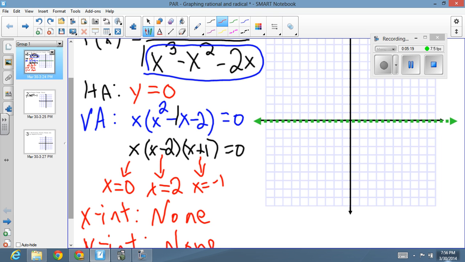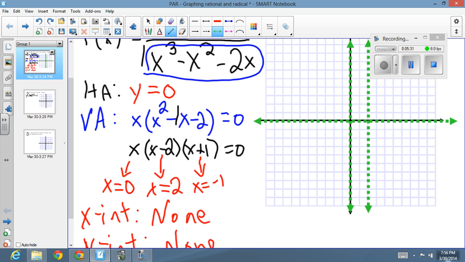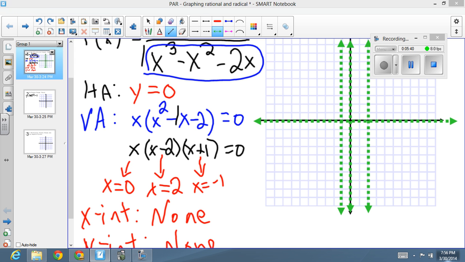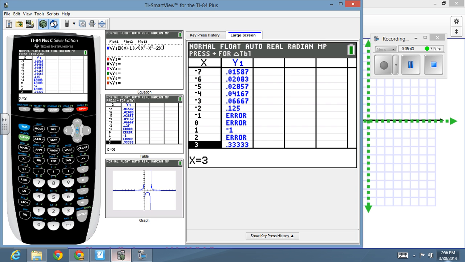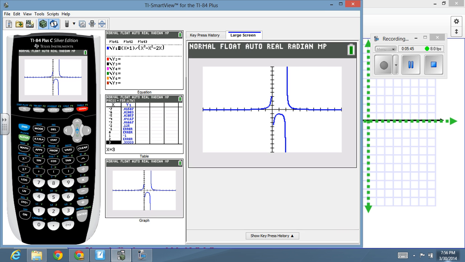Let's go ahead and graph our vertical asymptotes here. I'm going to throw a vertical asymptote at 0, another one at 2, and yet another one at -1. These are all vertical asymptotes. I'm going to go back to my calculator here and just look at the graph and get an idea for what this looks like. It looks like this, and when I look at this graph, I see a couple things.